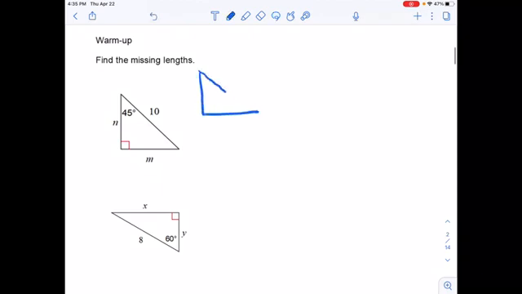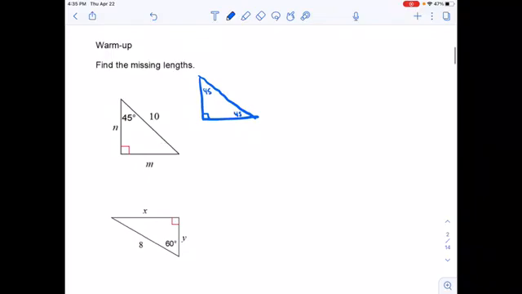Recall from a few chapters ago, we have special rights 45, 45, 90, and we have 30, 60, 90. Now, we use these to set up a proportion and solve for missing side lengths when we don't have enough information to do Pythagorean theorem.